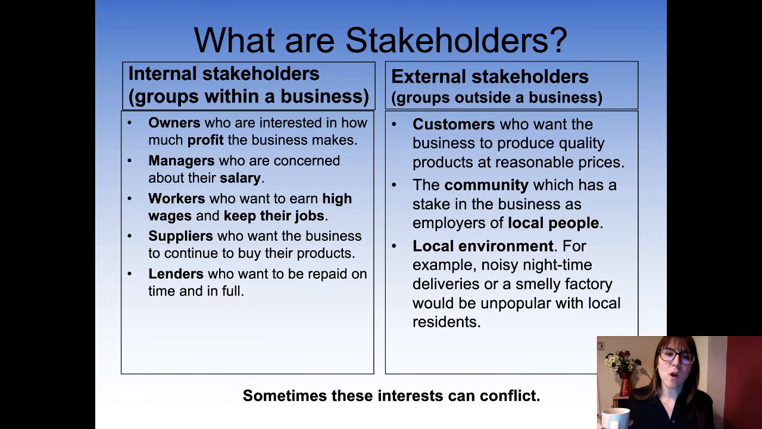Now, I know there's quite a lot of words here and words that you might not be familiar with, so just pause it, bear with it, go through it. Obviously, fill out your glossaries as you're going along as well, just to help you learn your new words.